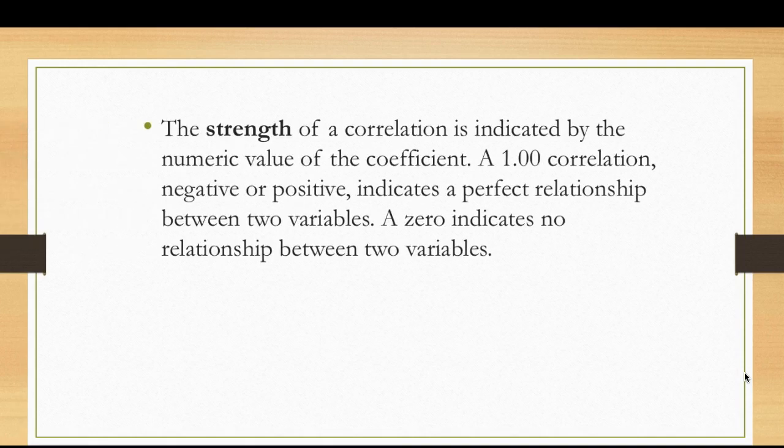So the strength of a correlation is indicated by the numeric value of the coefficient. A 1.00 correlation, negative or positive, indicates a perfect relationship between two variables. A 0 indicates no relationship between variables. Therefore, the closer a score is to 1, either negative or positive, the stronger the correlation. As mentioned, correlations may be negative or positive.